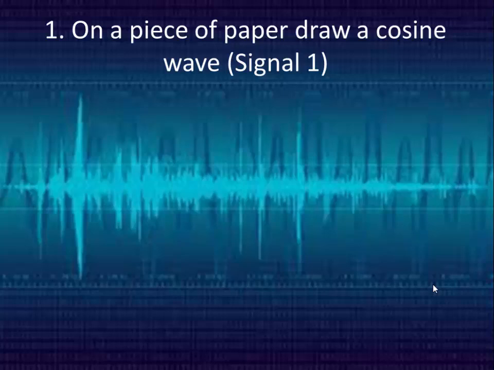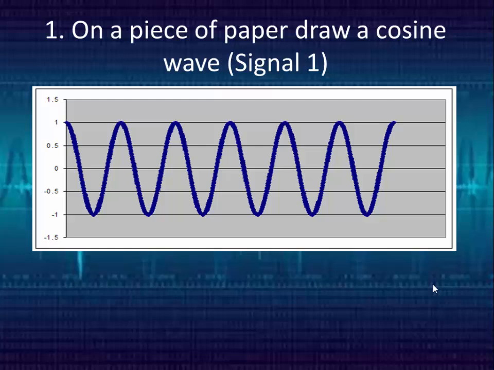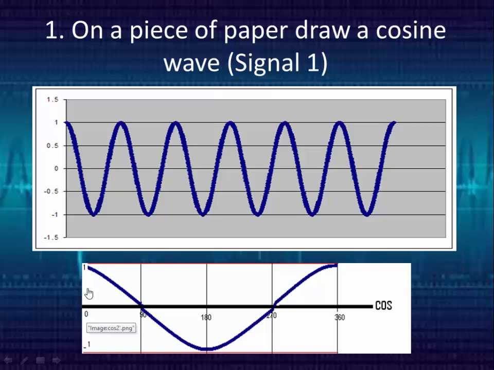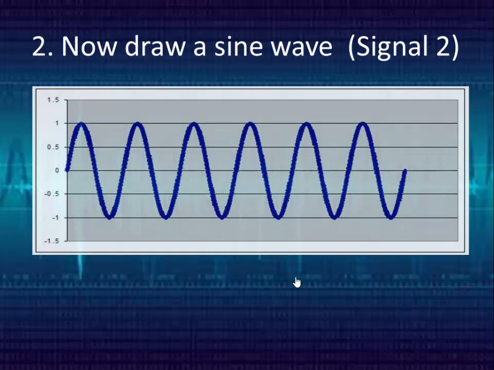Now all engineering students are aware of cosine waves and sine waves. Now you take a paper and draw a cosine wave. You get this, right? You can see cos 0 is 1, cos 90 is 0, cos 180 is minus 1, and so on. You get this curve. As well as you can draw the sine curve, sine wave. Yes, you get this: 0, 1, 0, minus 1, 0, this curve, right?